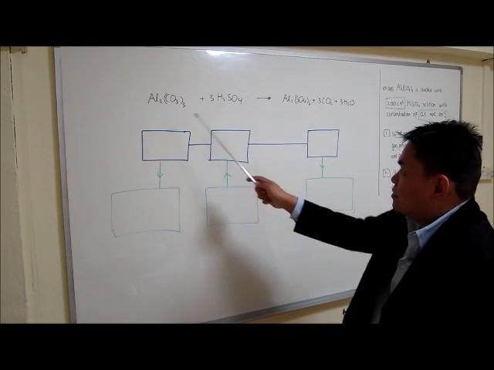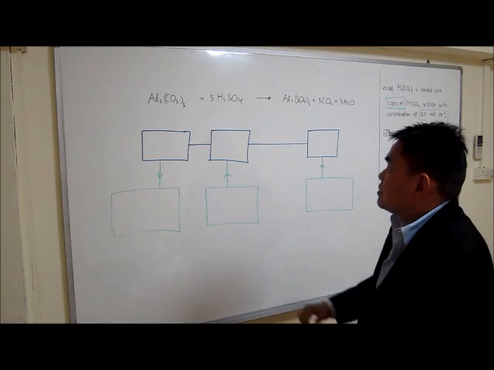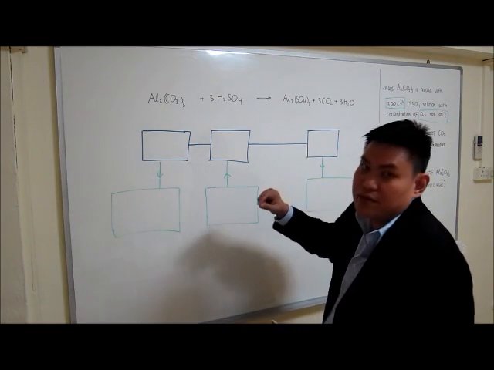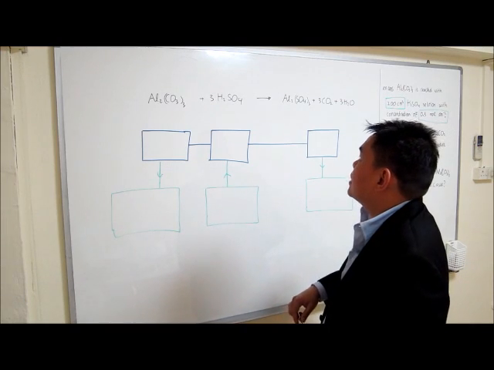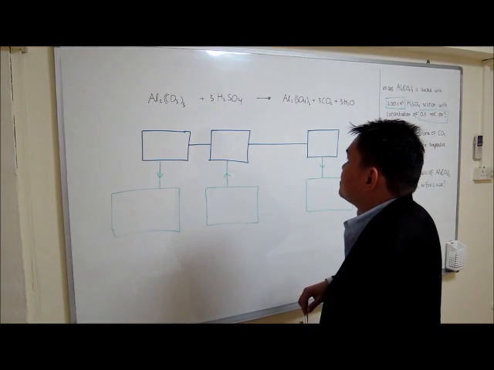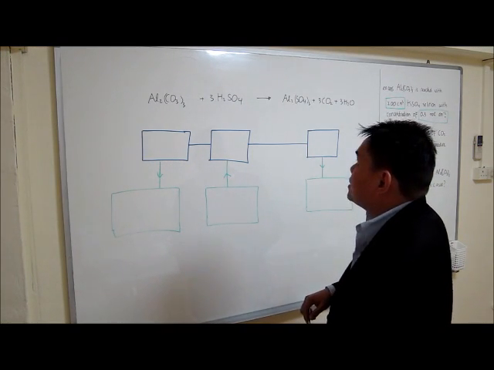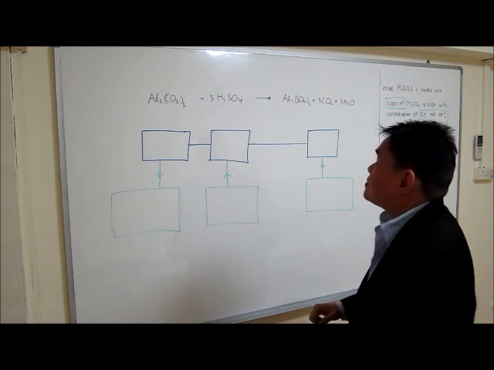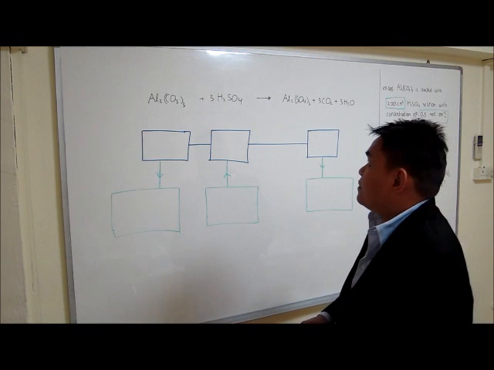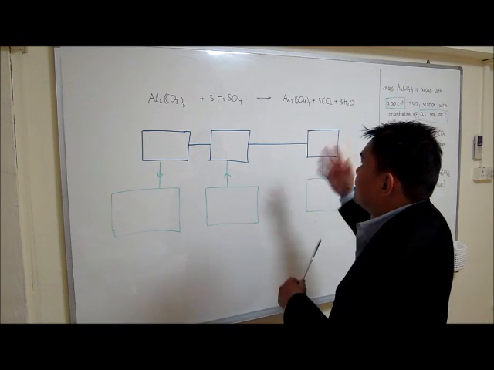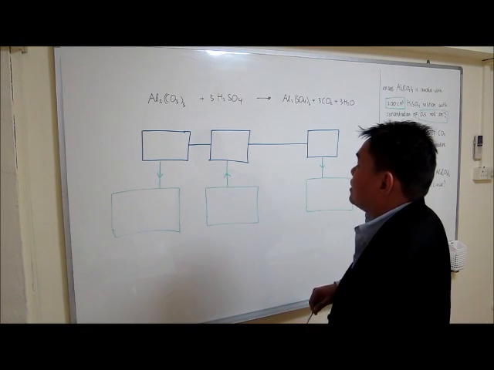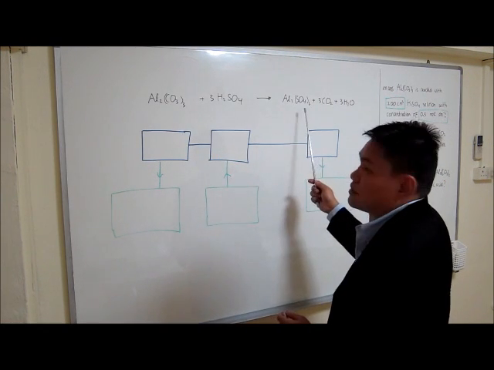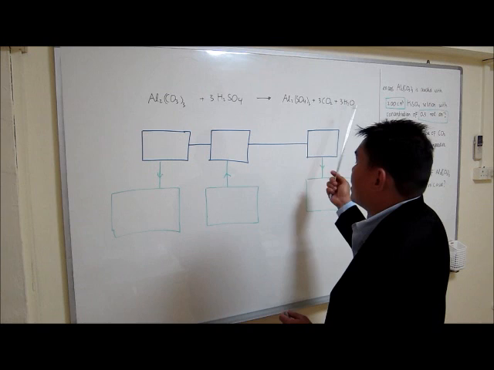I already prepared some blue boxes here. So these blue boxes will represent the number of moles of substances in the reaction. In this case, the reaction is between aluminum carbonate and sulfuric acid. So we have that type of reaction whereby you have carbonate salt with acid. So you're going to get salt, carbon dioxide, and water.